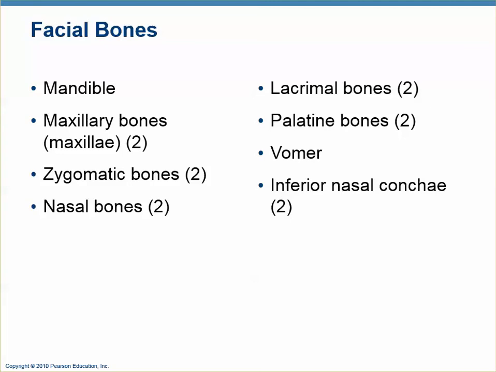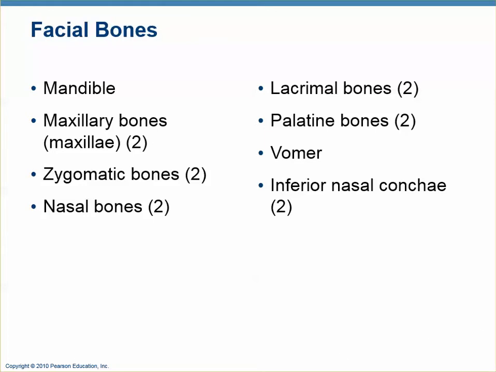So we'll continue with the facial bones. There are 14 bones of the face. Most of them are paired, so that makes 8 names. Mandible, maxilla, zygomatic, nasal, lacrimal, palatine, 1 vomer, and 2 inferior nasal conchae.